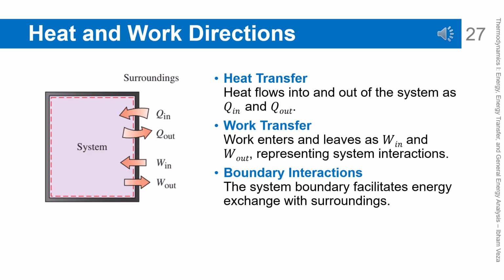Heat and work directions. Heat and work can enter or leave the system, depending on the process. Positive and negative signs are used to indicate the direction of energy flow. The system boundary becomes the main reference for determining the sign convention. This concept helps avoid confusion in energy balance equations. Consistency in using signs is very important in calculations.